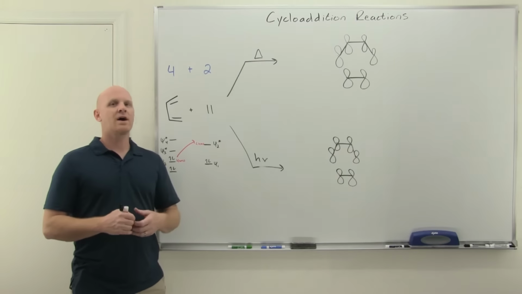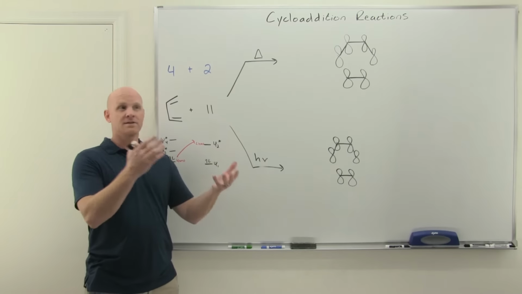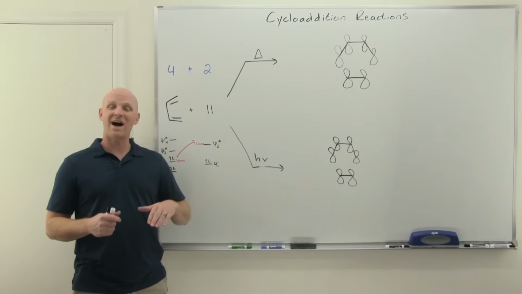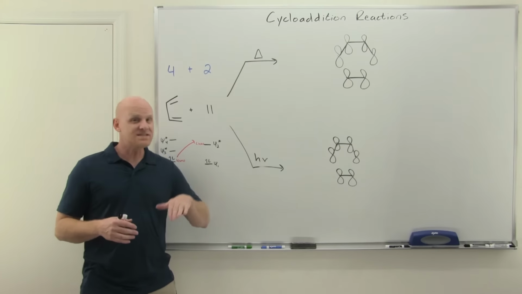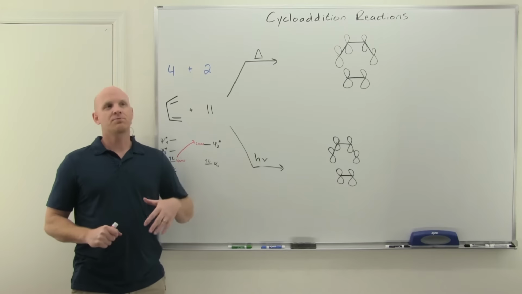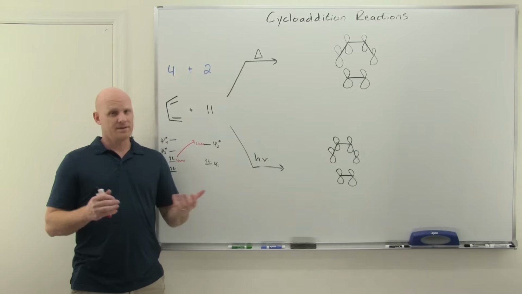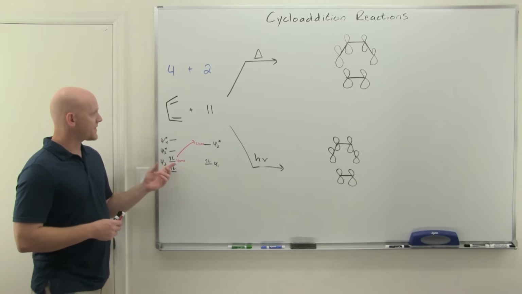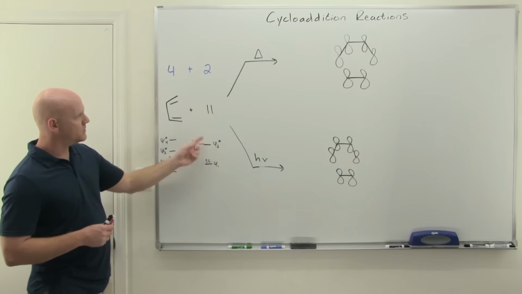So symmetry allowed means it's probably going to be leading to the major product, whereas symmetry forbidden doesn't mean it won't happen. It just means it's probably going to have a higher activation energy. It has this symmetry barrier, we say, and it's probably going to be leading to a minor product instead. So let's take a look here at the HOMO of 1,3-butadiene and the LUMO of ethylene.